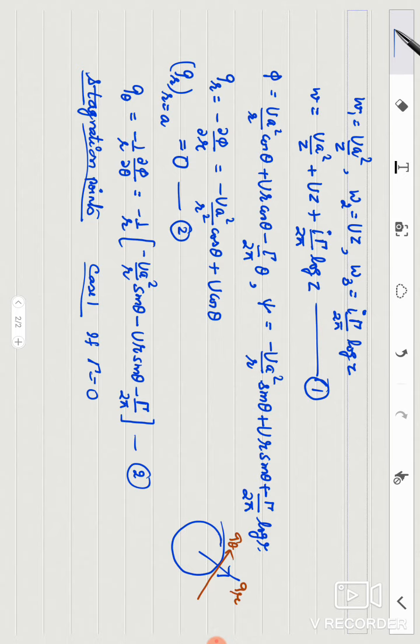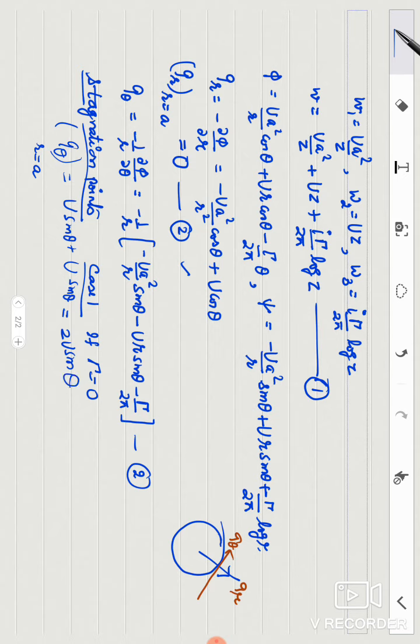You see that QR is already 0. So Q theta I will evaluate at R is equal to A, that is, at the surface of the cylinder. With R is equal to A, Q theta comes out to be U sin theta plus U sin theta. That is, it is twice U sin theta.